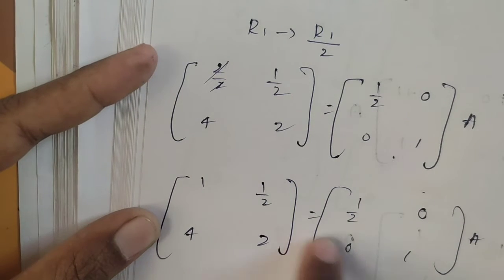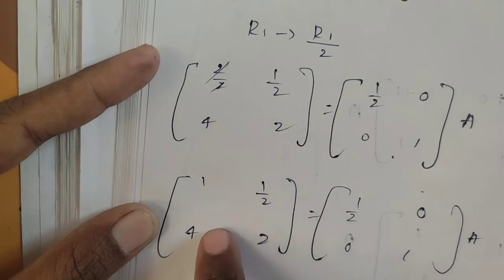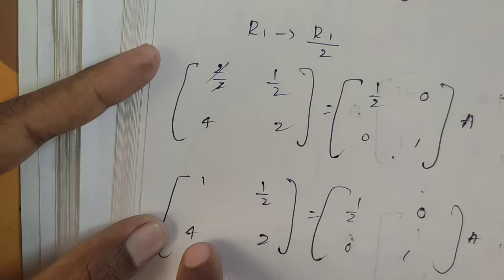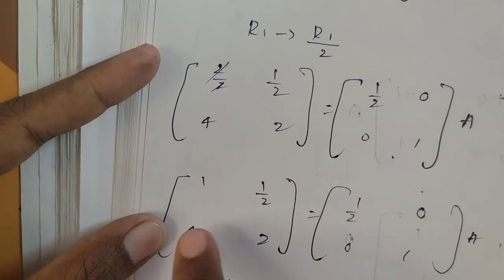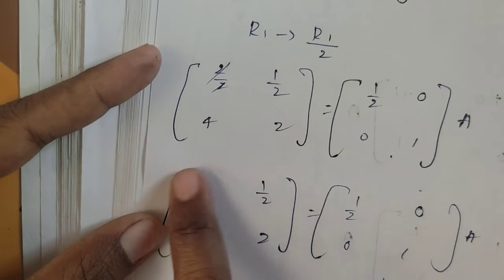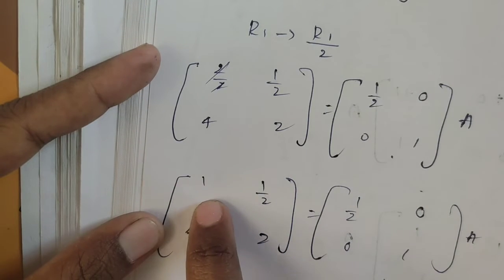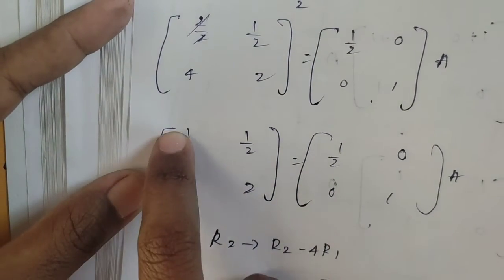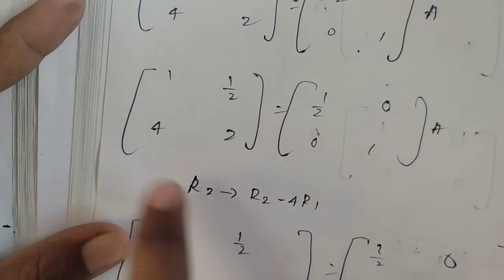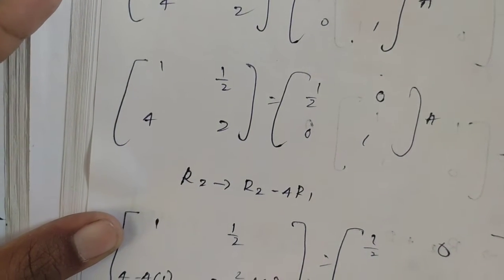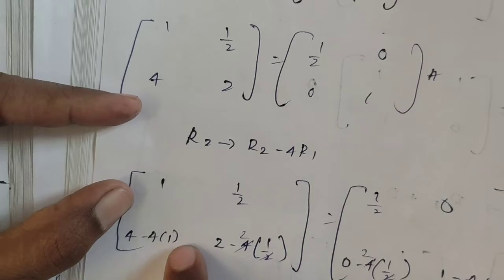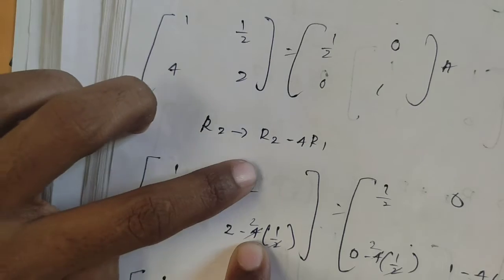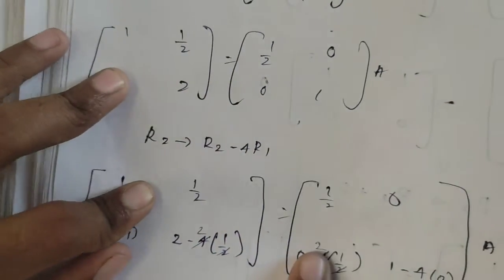The next thing is we should make this element 0 with the help of R1. So we have here 4. To make this element 0, 4 minus 4 will become 0. So I will multiply the row R1 by 4 and subtract it. That is what is written here: R2 tends to R2 minus 4 into R1. R1 is kept as it is. R2 is 4 minus 4 into 1, 2 minus 4 into 1 by 2.